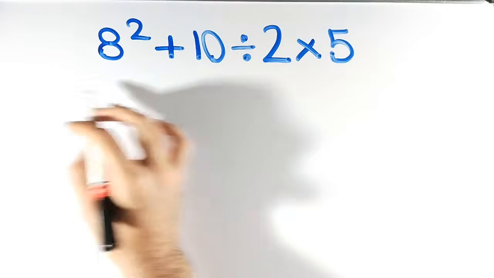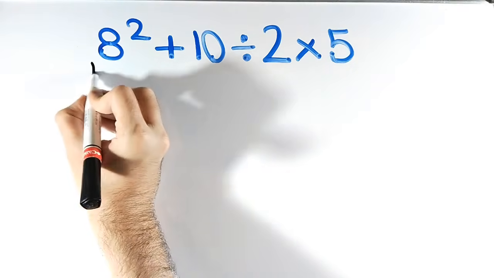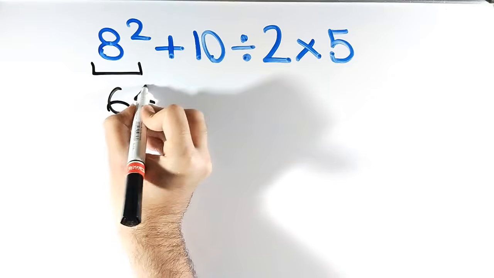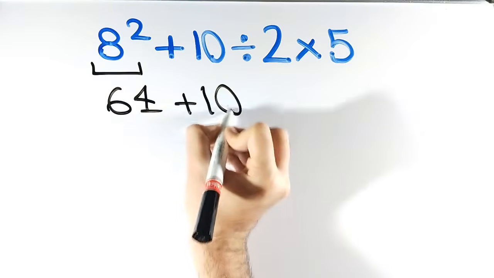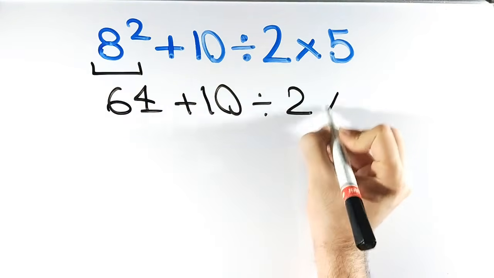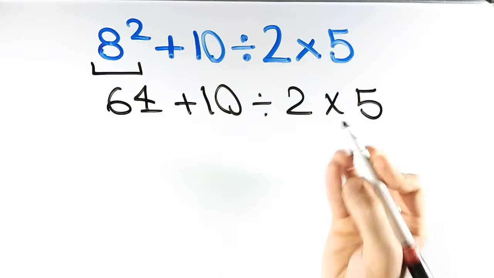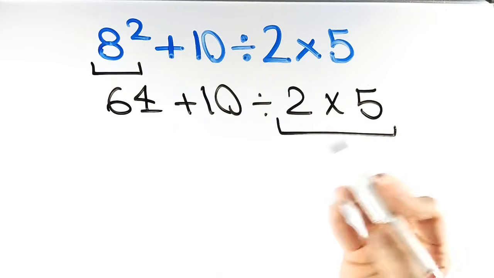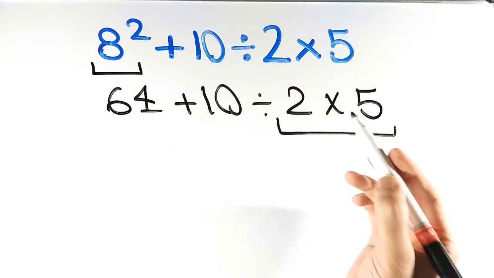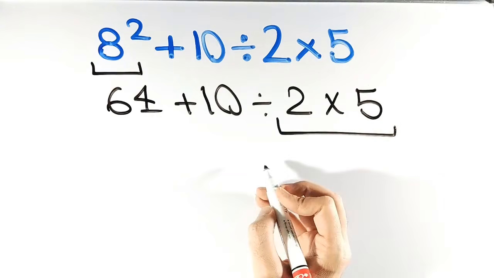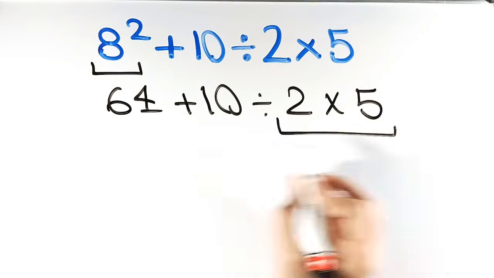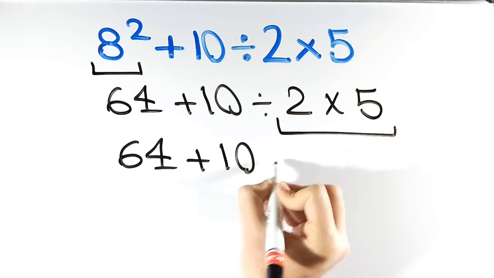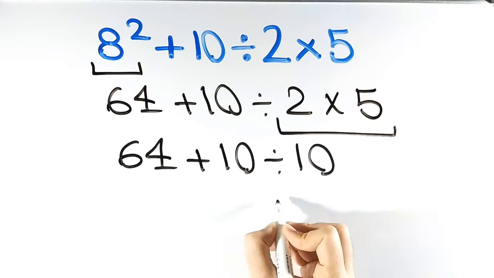Also, some other people when solving this question again go straight to the exponent and instead of this expression they write 64 plus 10 divided by 2 multiplied by 5. And the next step, they go for the multiplication between 2 and 5 because they think multiplication has a higher priority than division. So, instead of this expression, they write 64 plus 10 divided by 10.